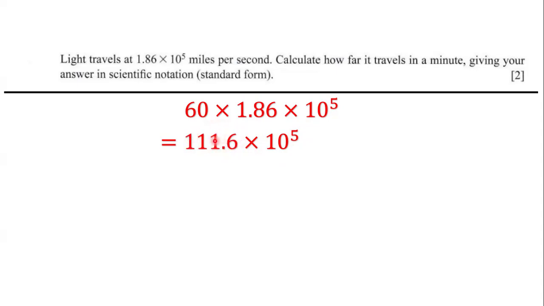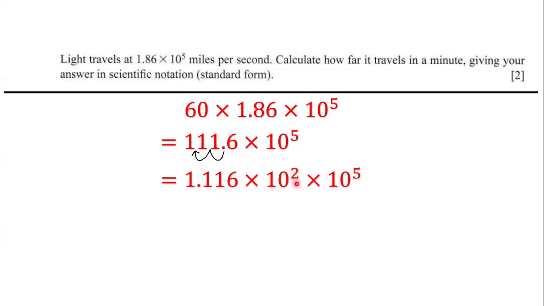And so what we have to do is make this number smaller. So with the decimal point right here, we're going to move over to the left twice. So there's going to be 1, 2. And so what we have here is 1.116 times 10 to the power of positive 2. And the reason why it's positive 2 is because we moved over 2 times to the left, all right? And so we have 1.116 times 10 to the power of 2 times 10 to the fifth power.